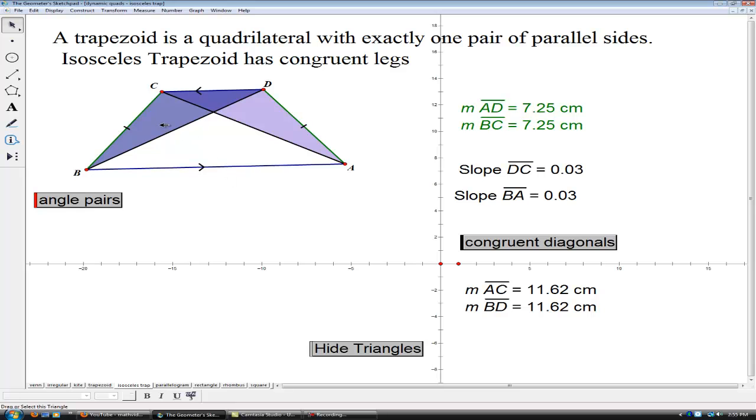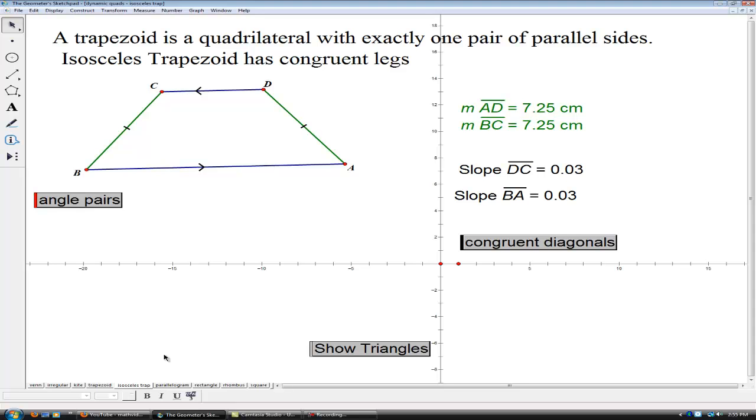Before we leave the slide of isosceles trapezoids, think about whether or not we could prove these two highlighted triangles as congruent, and as a result, which corresponding parts could we also prove to be congruent. Our next video we will examine parallelograms.